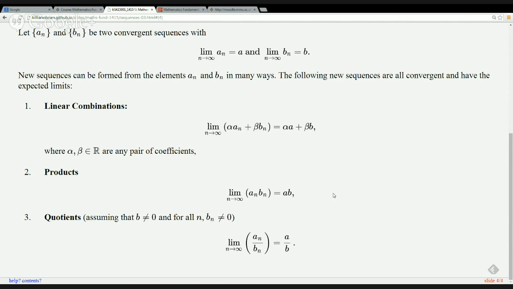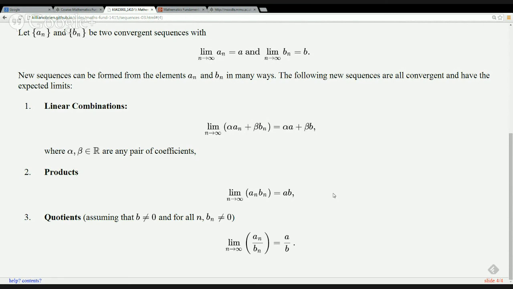If an converges to a, and if 1 over bn converges to 1 over b, then the product of them will converge to a times 1 over b, which is just a over b. So given that I've already proved the product rule, all I need to prove now is the quotient rule for the special case of 1 over a sequence, okay?